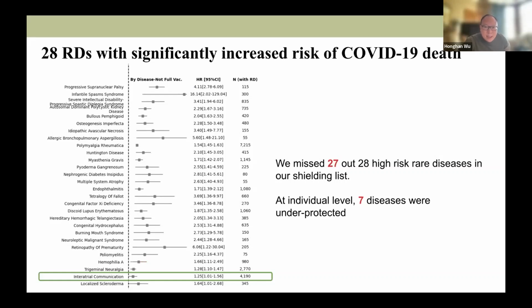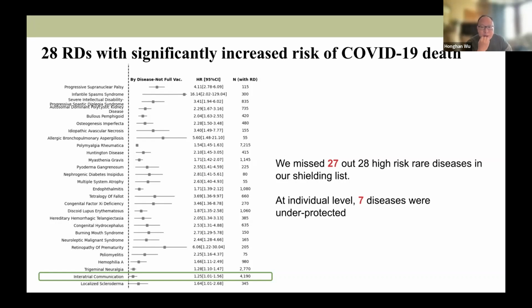I'm not reading all of these diseases, but to summarize, out of these 28 high-risk diseases, 27 of them are not in the government shielding list in the public health policy of the pandemic at that time. And even at the individual level, you might think that if people have a disease that is not included, the individual might still be included in the high-risk shielding list for some other reasons, like being old.